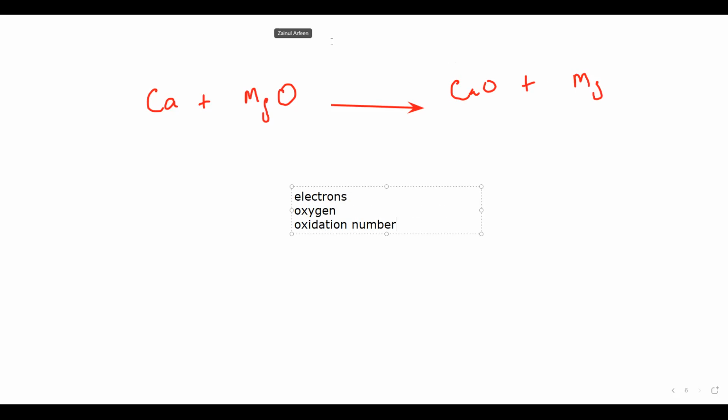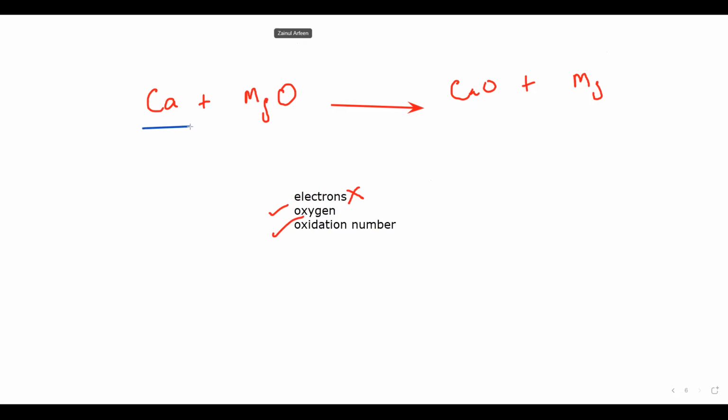So when we check the first, electron, we don't see any electron transfer, so that's why we cannot work it out with electrons. Oxygen, yes, we can see the oxygen, so we can work it out in terms of oxygen. And oxidation number, you can also use oxidation number and get the answer. So now if we check with oxygen, we will identify the changes.